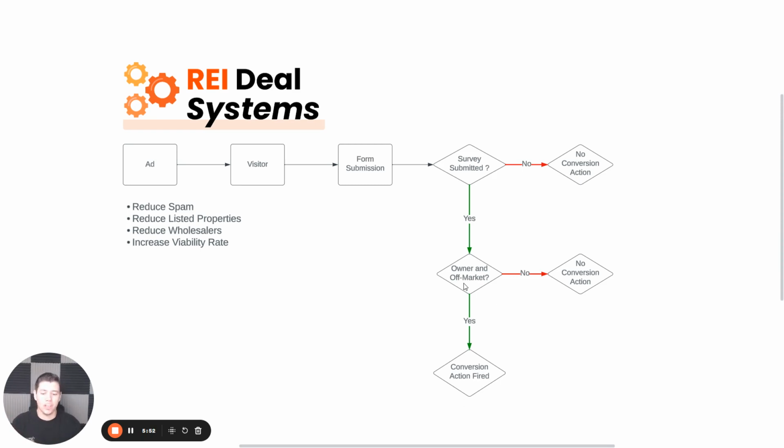But if they say, hey, the property is listed, or hey, I'm a wholesaler, we're not pushing that data back into Google, right? You're still going to get the lead, but we're not pushing that data back into Google because we don't want to train your algorithm to look for the wrong clicks, right? We want to train your algorithm to look for the correct clicks, not the wrong ones, all right?